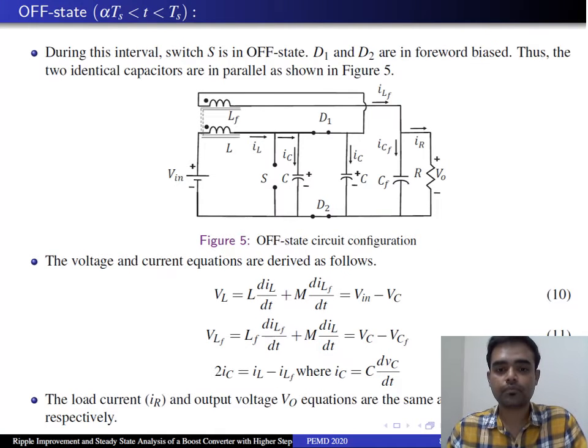Here comes the very next duration, which is the off-state duration. In this duration, switch S is off. Therefore, the diodes D1 and D2 will be in forward bias. The same cross-connected identical capacitors will be in parallel during this period. And you can see that this time C1 and C2 are in parallel. So the voltage and current equations are as follows. You can see those equations here. The output load current equation and output voltage equations are the same as the previous circuit configuration.